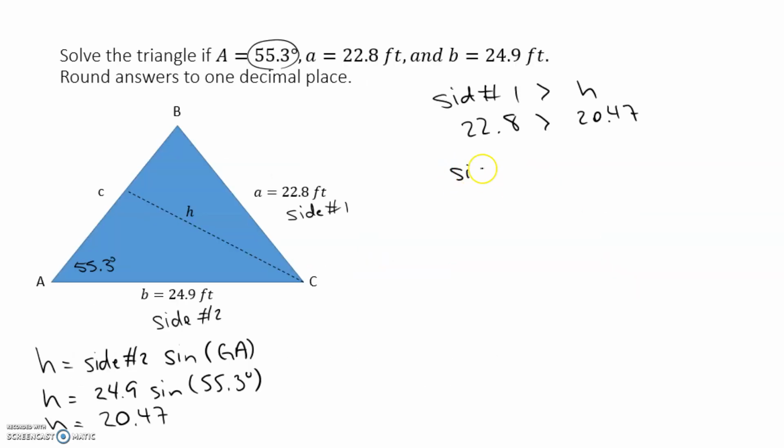Okay, well then side number 1 to side number 2. Side number 1 is at 22.8. Side number 2 is at 24.9. Okay, side 2 is bigger than side 1.